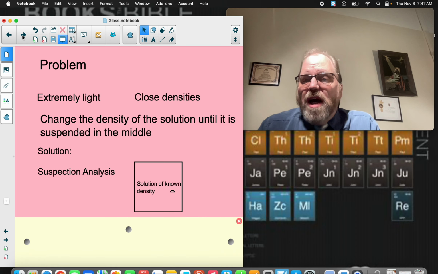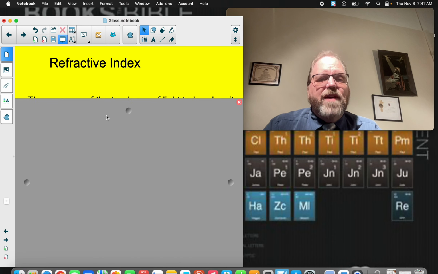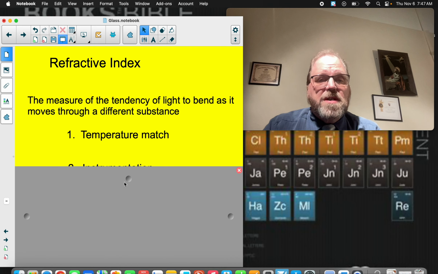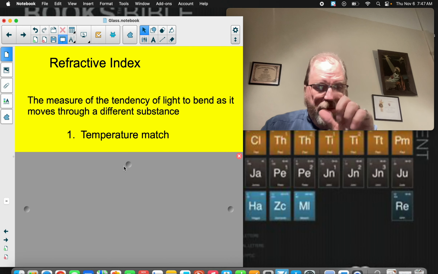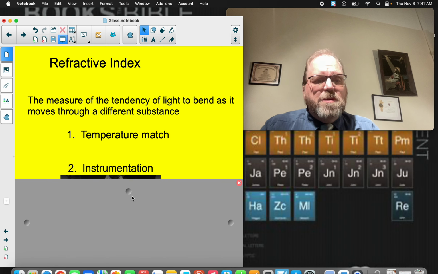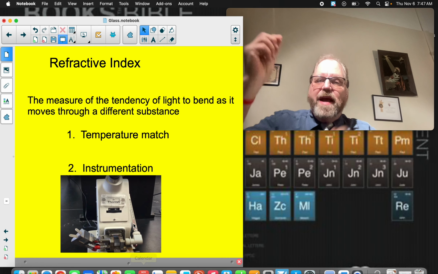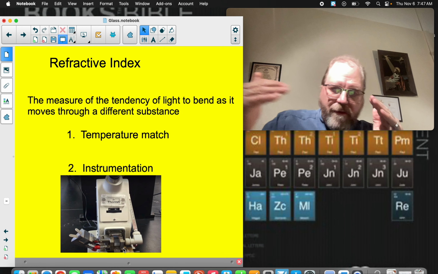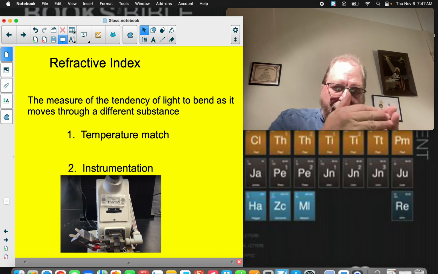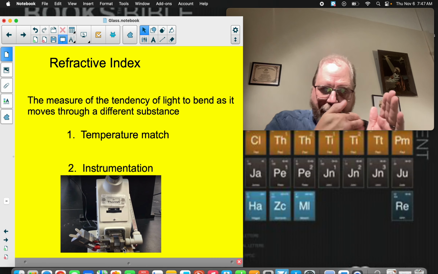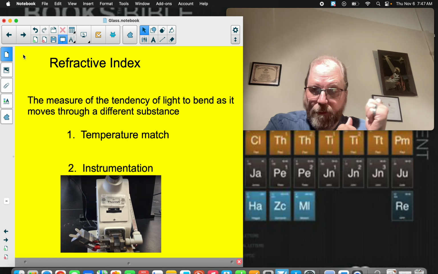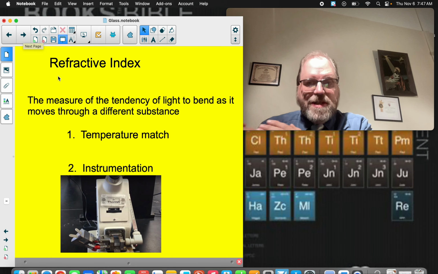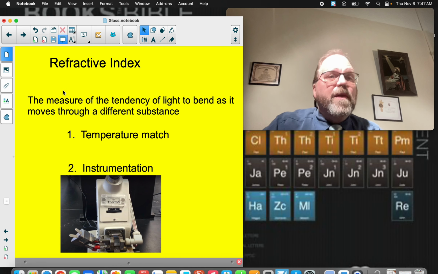Now, the other thing we talked about is something called refractive index. Refractive index is the measure of the tendency of light to bend as it moves through different substances. We're going to take the temperature and make sure that's recorded at a specific temperature, and then the instrumentation. Here is the device, so you can take that piece of glass, put it in this little opening here, and light goes through it. The change in refraction, the bending of light like they did in the breathalyzer, is the refractive index, and we can match that glass to the glass at a crime in that way.